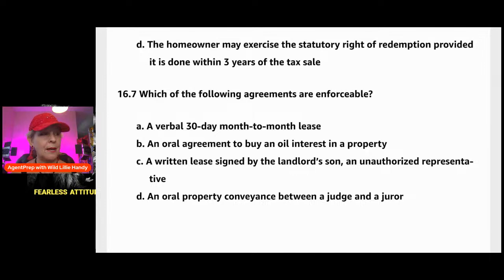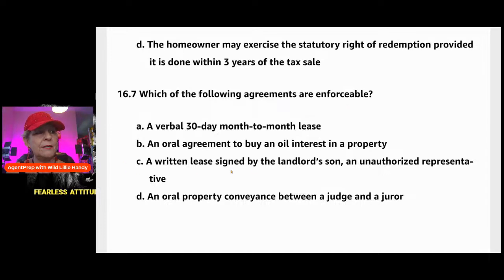So remember, what type of property can be enforceable, even though it's oral or verbal? Three of them have to do with oral, right? A, a verbal 30-day month-to-month lease. B, an oral agreement to buy an oil interest in a property. C, a written lease signed by the landlord's son, an unauthorized representative. Or D, an oral property conveyance between a judge. So which one is enforceable?